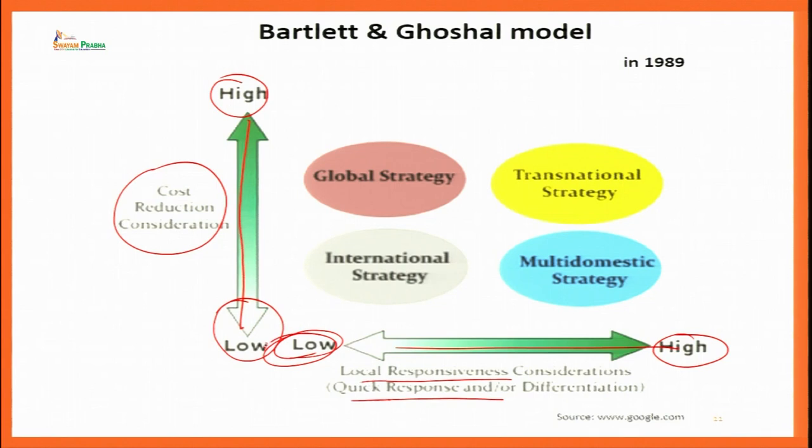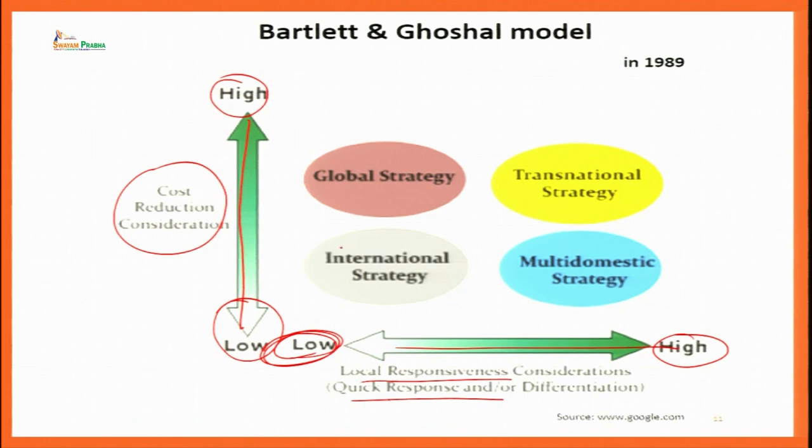Here, there is no local responsiveness pressure. That means you can offer the product what you want to. There is no need of customizing and altering the product as per taste and preference, because your product might be quite close to the need of the customer. So, here it is low. On the other side, it is very high. So, let us try to see which particular strategy aligns under which particular type of pressure.